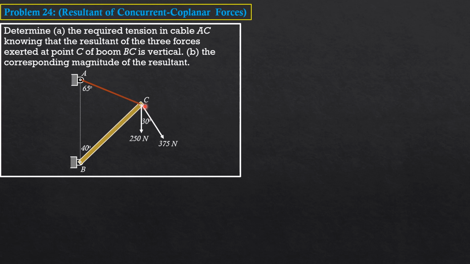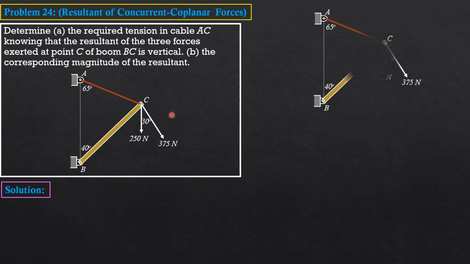So if we draw a horizontal line here, the angle that the cable AC makes with the horizontal would be 90 minus 65 or 25 degrees. As shown, we'll call the tension in AC as T. Then this is 25, 90 minus 65 degrees. Then this is the direction of the resultant.